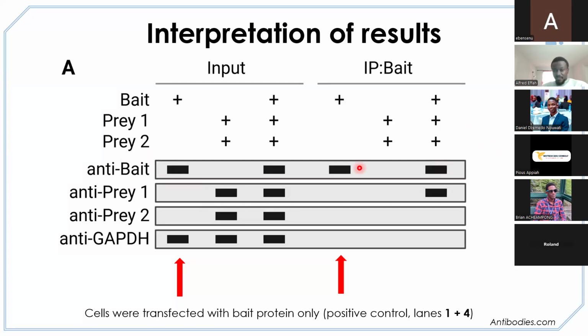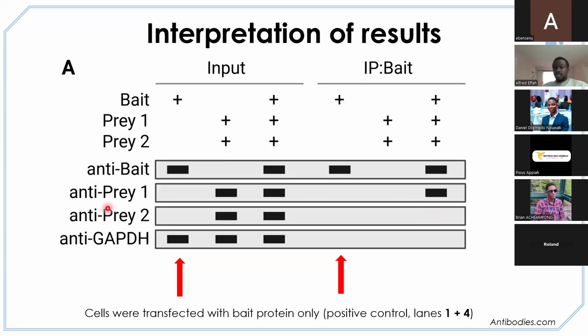Now, when we stain for the bait, of course, it has to be there because it was present. Now, when we stain for the second protein, yes, we are seeing it, but we are not seeing the third protein, or this one, protein 2. It tells you that protein 2 was not interacting with the bait. That's why we are not seeing any band for it. So we got rid of it during the washing.